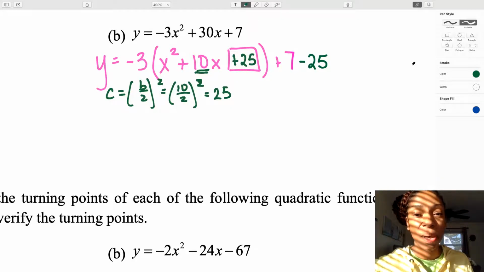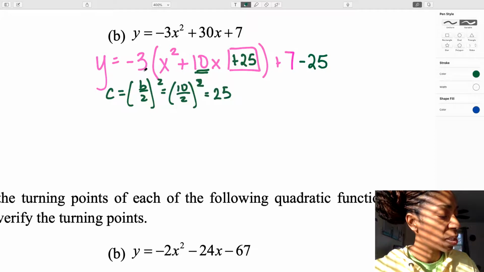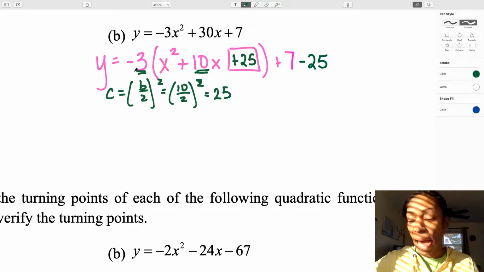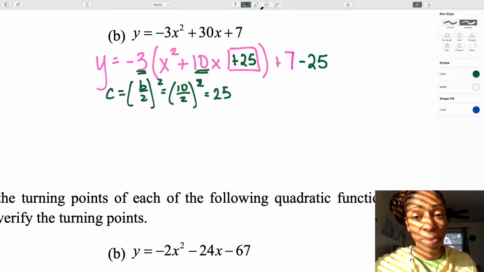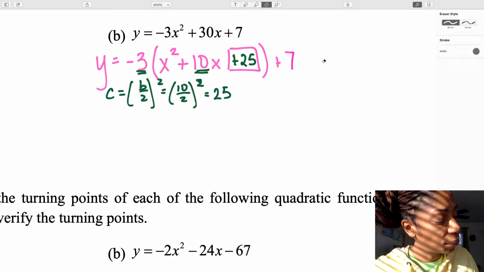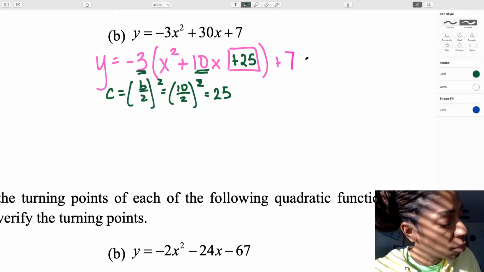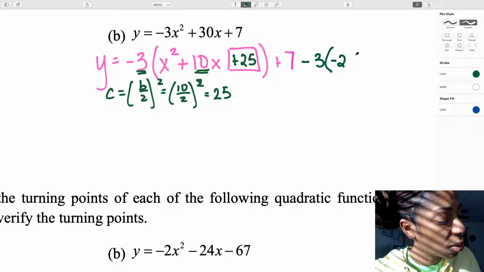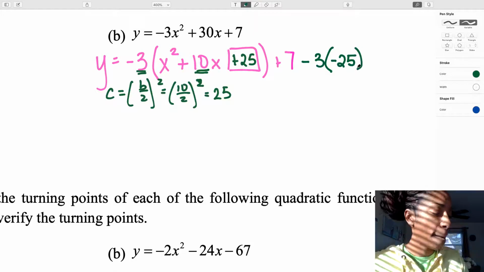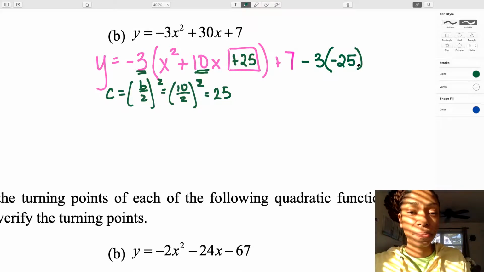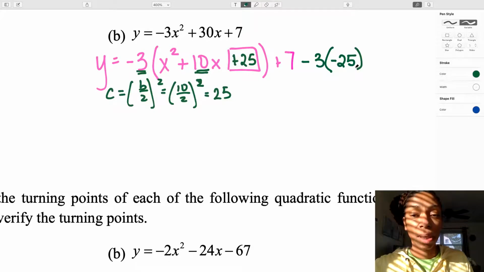Oh, I'm forgetting something. It's not minus 25. Don't forget this negative 3. So we actually have to multiply this minus 25 by negative 3, right? So it's going to be minus negative 3 times 25. Okay. So let's simplify all this.